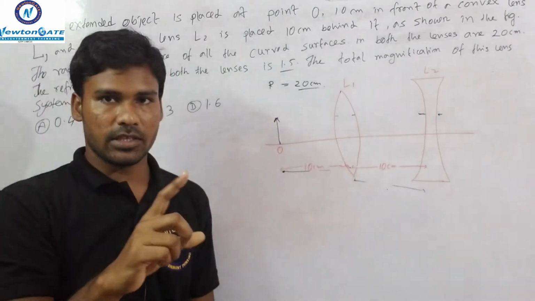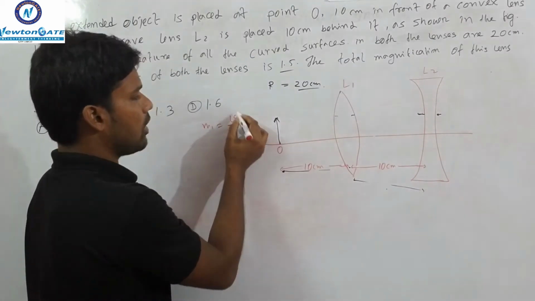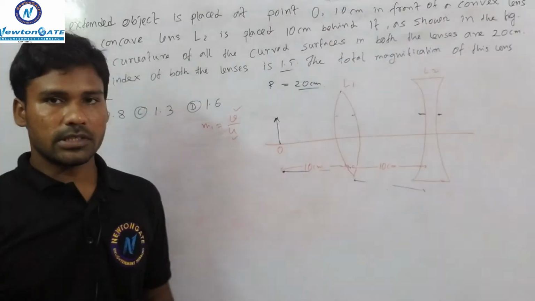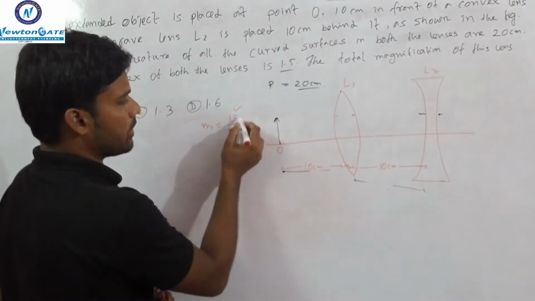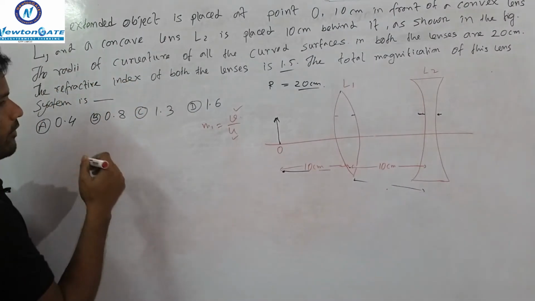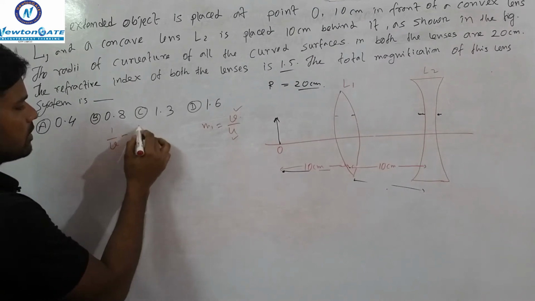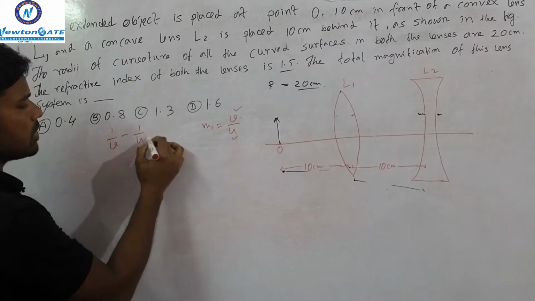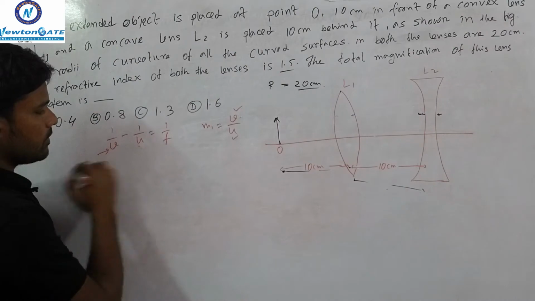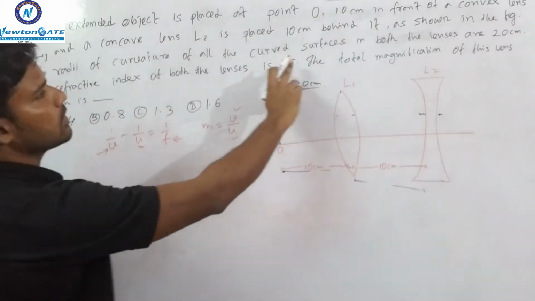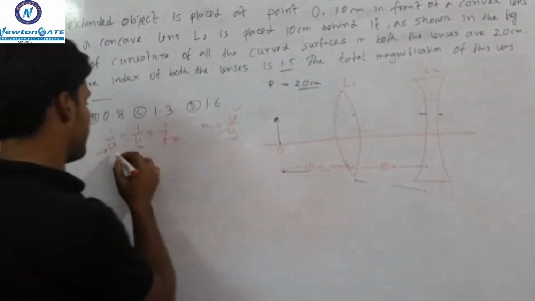So you have to find the image first, then you can find M1, that is magnification, that is V by U, the image distance divided by object distance. Okay, so to calculate, because U is given here, that is 10 centimeter, but V is not given. So to calculate V, you can use the lens formula, that is 1 by V minus 1 by U equals to 1 by F. You have to find V. U is given, but F is not given. In this question F is not given, so you have to find F first, then you can calculate V for lens 1.